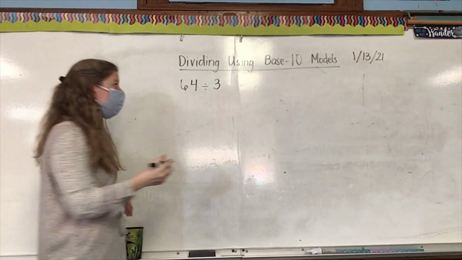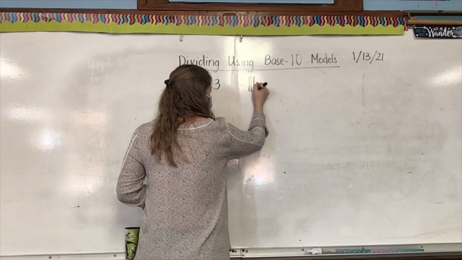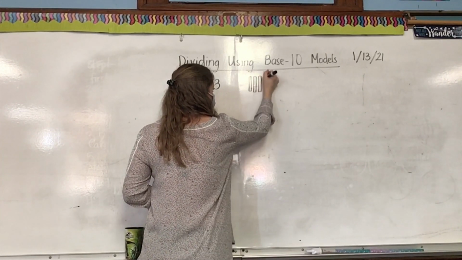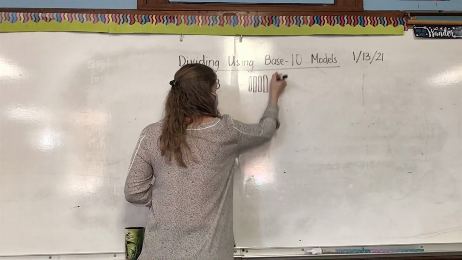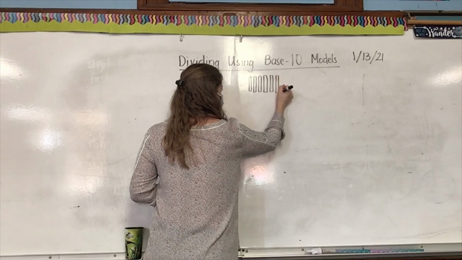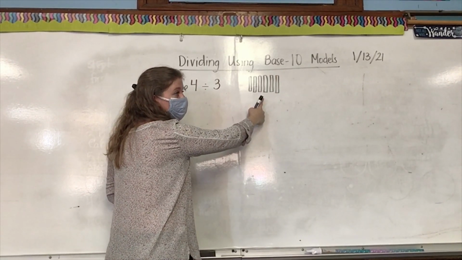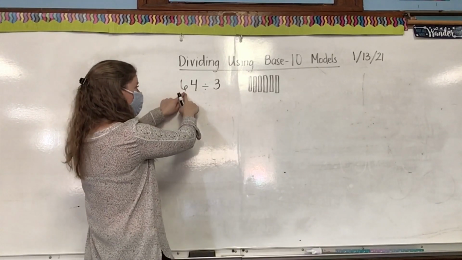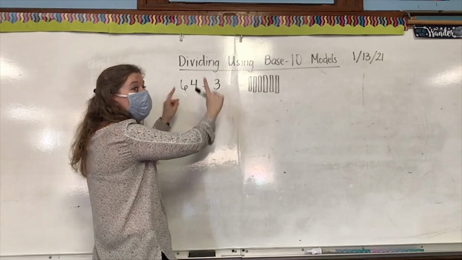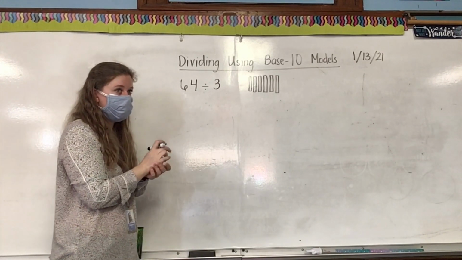You put 6 ten rods. 1, 2, 3, 4, 5, 6. That models what number so far? The tens. How much is the 6 in the tens place worth? Not 6. 60. Okay, but now we have to model 64, so what do we do next?